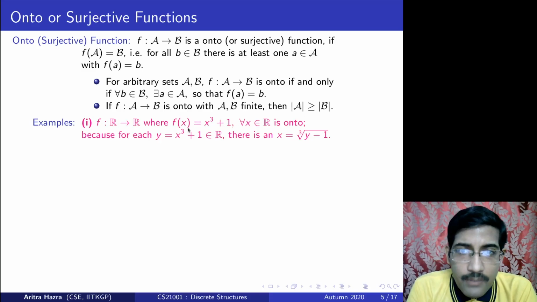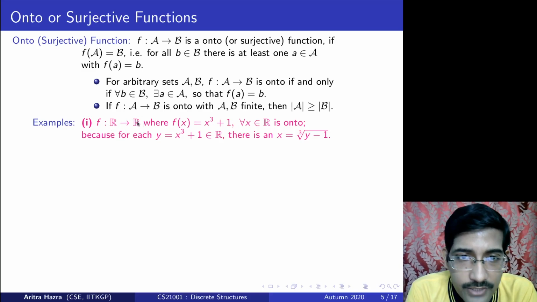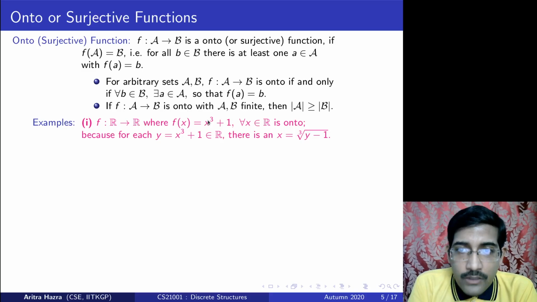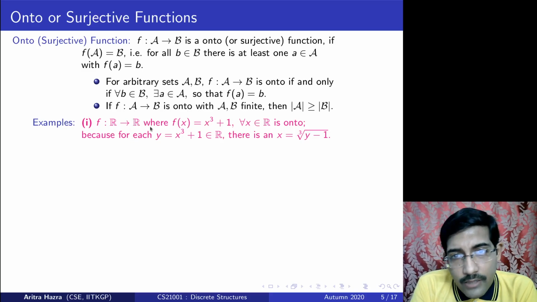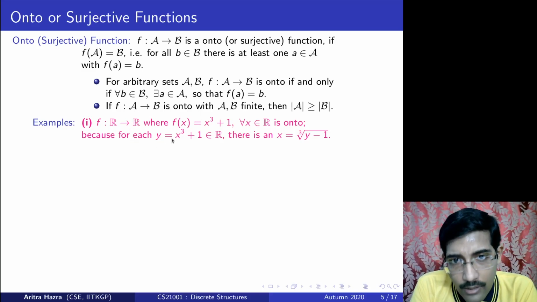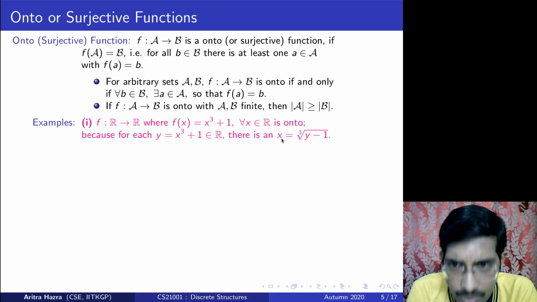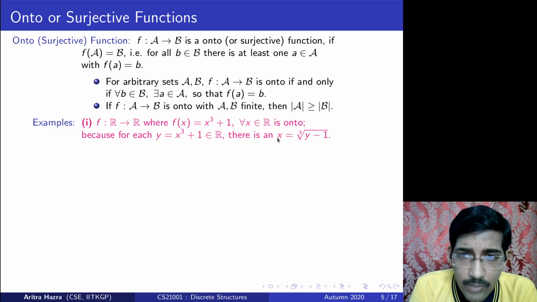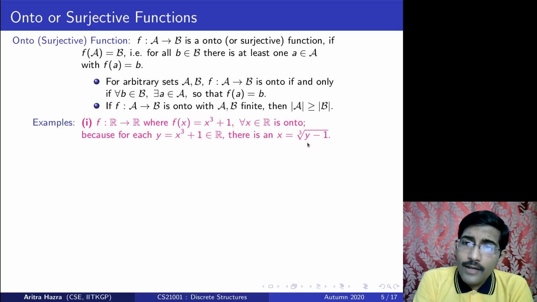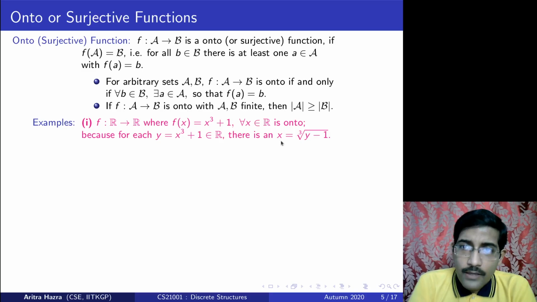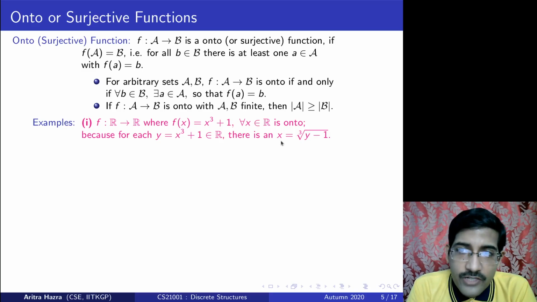An example: let us take f(x) equal to x cube plus 1, a function from R to R, that is, real number to real number. Now you can see for each element in codomain R, let's say y is an element in codomain R which is x cube plus 1. I have some x which is the cube root of y minus 1, and this is a real number. So for every element y, I have some x, and therefore it is an onto function.